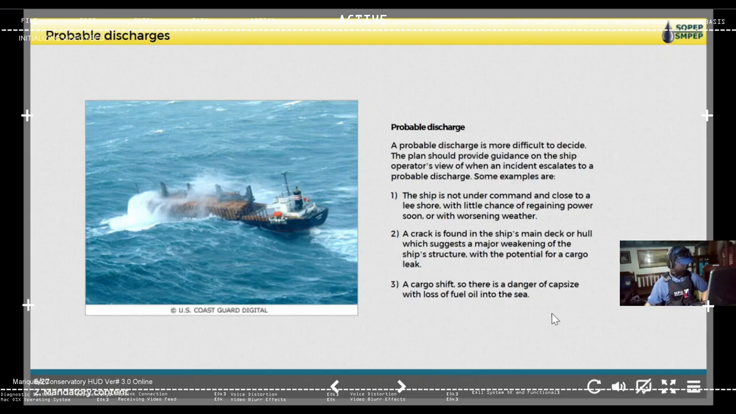Okay, yeah, in case of accidents, sometimes marine pollution is totally unavoidable.